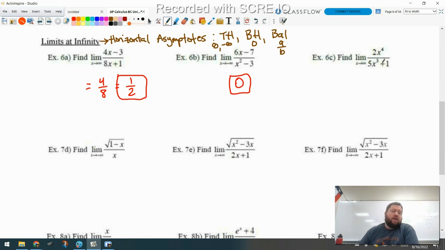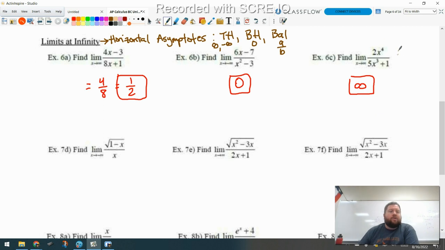This one's top heavy. Top heavy, you have to do a little bit of work. You have to figure out, is it positive infinity or is it negative infinity? So this one's approaching positive infinity. So you're going to get a positive infinity on top divided by a positive on bottom. So that's going to be a positive infinity.